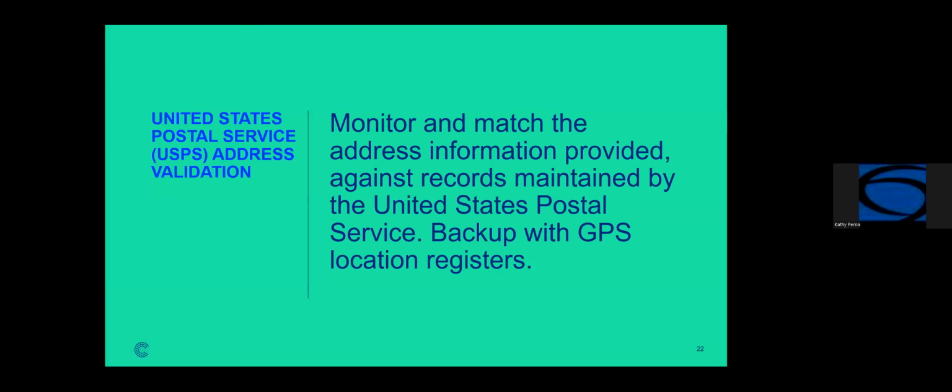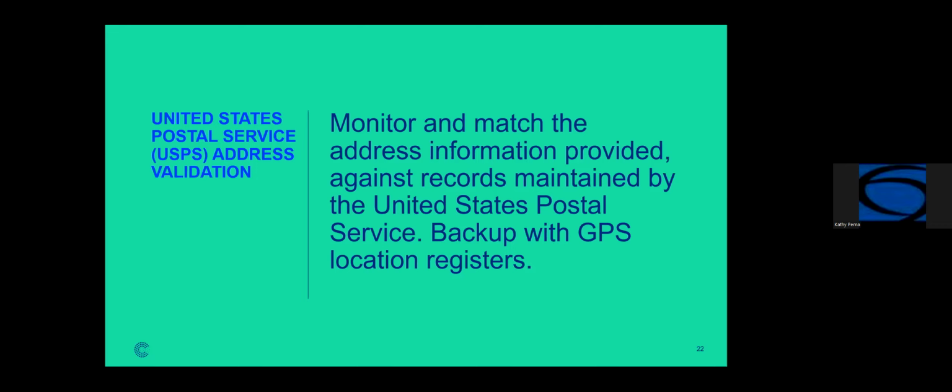The next item that we have is the United States Postal Service address validation. So here you want to monitor and match the address information provided against records maintained by the U.S. Postal Service. And then you can also back that up with the GPS location registers. There is a database that the United States Postal Service provides that you can use to bump the addresses that you receive from your suppliers up against. And you can do a couple of things with that.